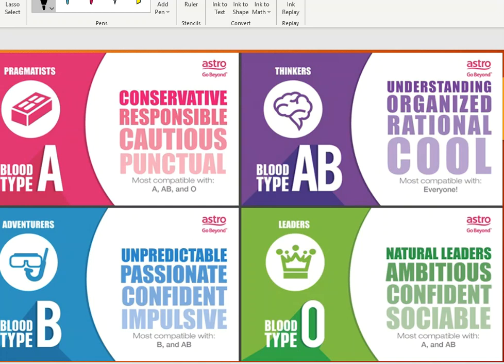If you're type B blood, you're unpredictable, you're passionate, you're confident, you're impulsive. We typically say that blood type B thinks on impulse and thinks with their heart, not necessarily their mind. And then up in the top right-hand corner, if you're type AB, you are probably understanding, you're organized, you're rational, you're cool, and you can be compatible with everyone.